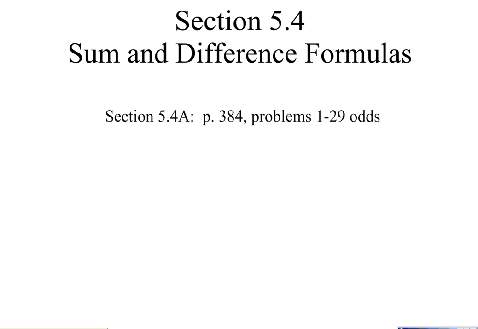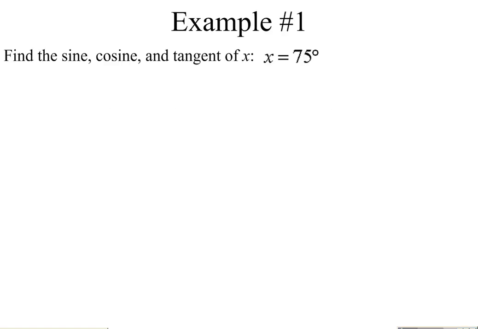Section 5.4a, sum and difference formulas. Find the sine, cosine, and tangent of x equals 75 degrees.